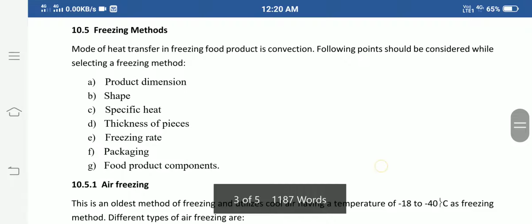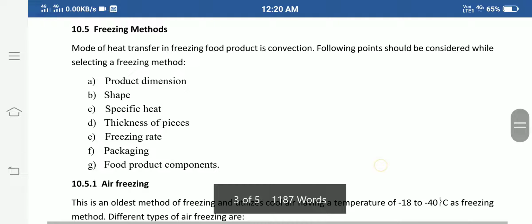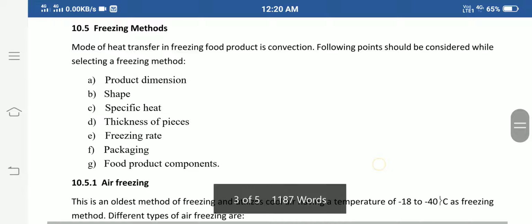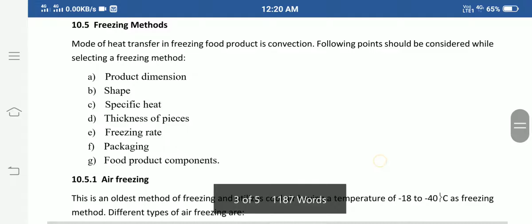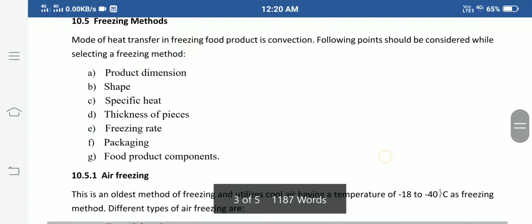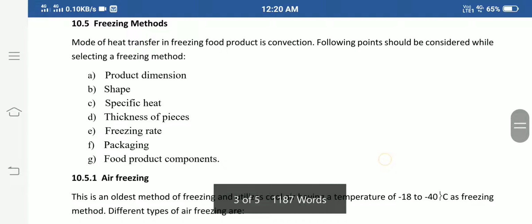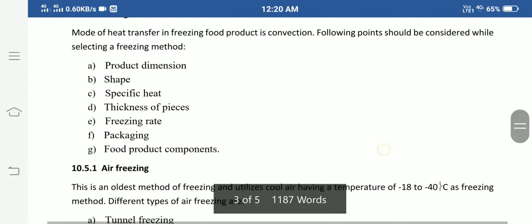Mode of heat transfer in freezing food products is convection. What is convection? Heat transfers through the water molecules, from one molecule to the other. This is the mode of heat transfer into the freezing food products. Now, what are the factors which should be considered while selecting a freezing method?